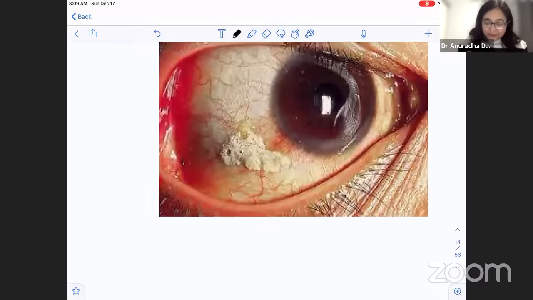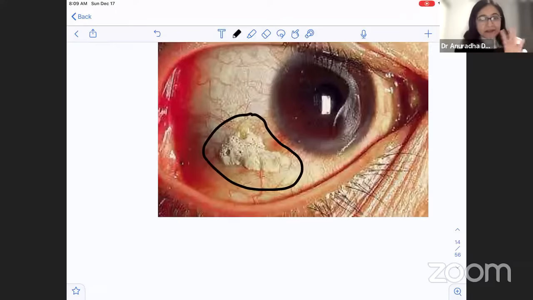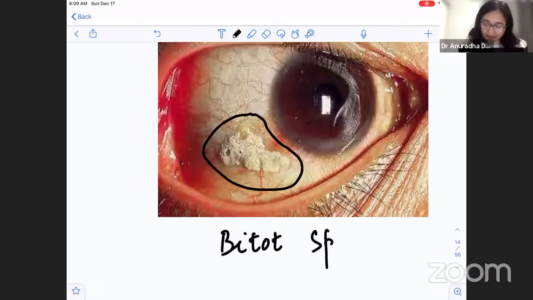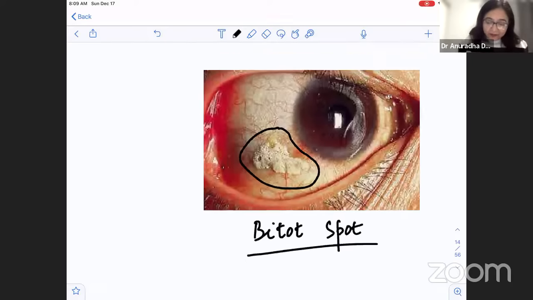In the picture you are seeing a whitish colored lesion showing a foamy appearance on the bulbar conjunctiva on the temporal side. And you can also make out that the conjunctival surface appears very dry, so there is conjunctival xerosis also. So this is your Bitot spot. Never forget this image. Bitot spot, white foamy spot.